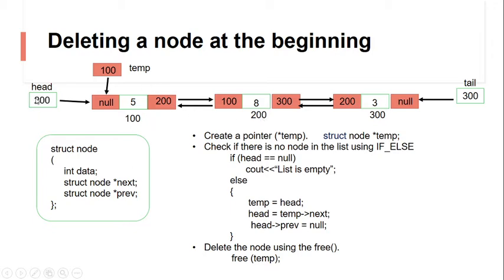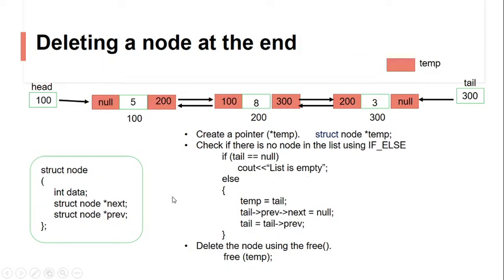So head is now 200, and later on this will be disconnected. It should be directly connected straight through to 200. Now this value will also become null, because this node will now become the first node. So at this point we have only 2 nodes in our list. So that would be deleting at the beginning.